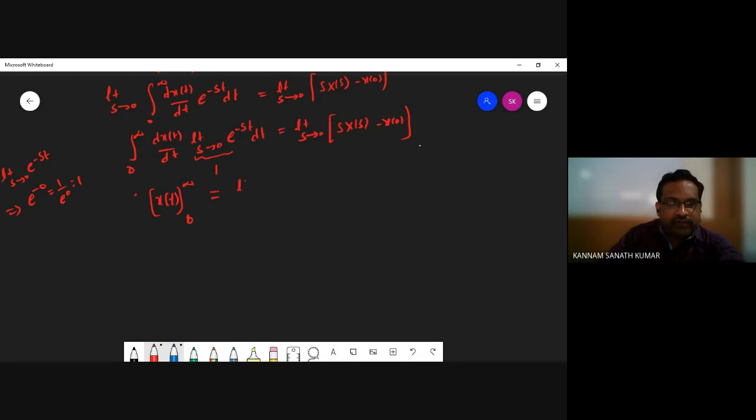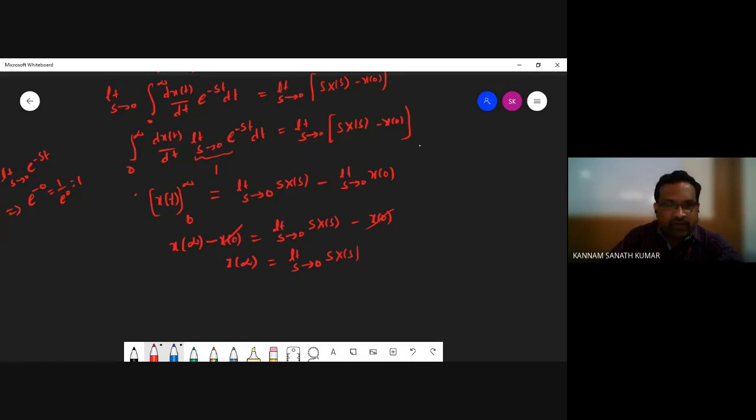So this is equal to limit s tends to 0 of s into x of s minus limit s tends to 0 of x of 0. That means x of infinity minus x of 0 equals limit s tends to 0 of s into x of s. Again, if you apply the limits, it is a constant, so you are getting x of 0. So x of 0 in LHS and x of 0 in RHS both get cancelled. So what you are getting is x of infinity equal to limit s tends to 0 of s into x of s.